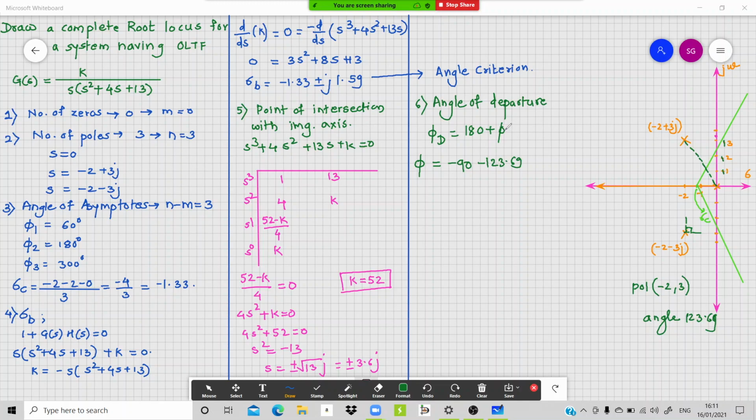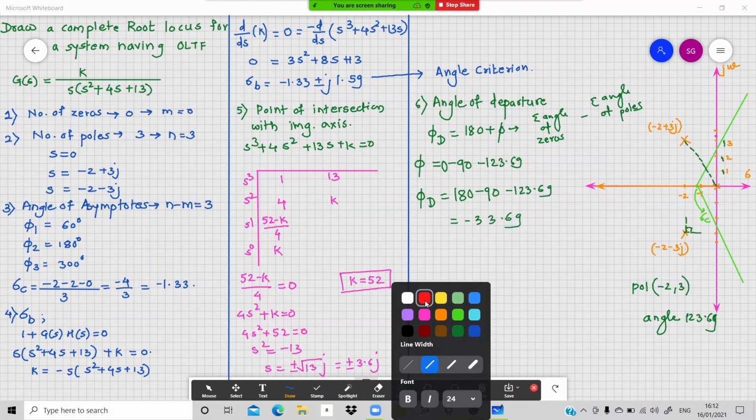The formula for this phi is summation of angles of zeros minus summation of angles of poles. Now zeros are not there, so 0 minus the poles' angles, okay? So that is coming out to be whatever it is. Now phi d will be 180 minus 90 minus 123.69. So it is coming out to be minus 33.69.